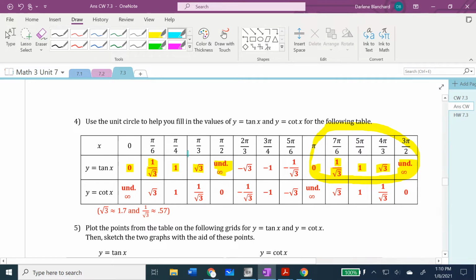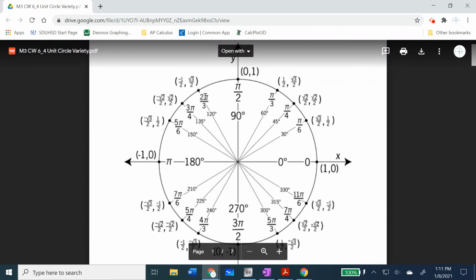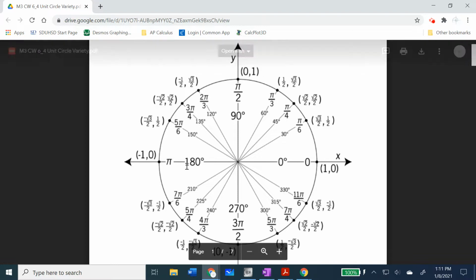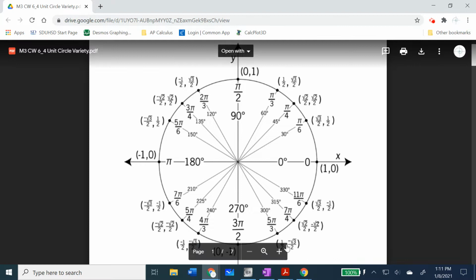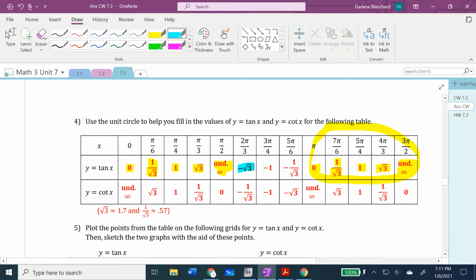So over here, I'm focused on where I have negative slopes. Looking at the unit circle again, my negative slopes are at 2 pi over 3, negative root 3. At 3 pi over 4, negative 1. At 5 pi over 6, negative 1 over root 3. And again, they share their slopes with the angles that are pi away from them. And so that gives us these numbers.